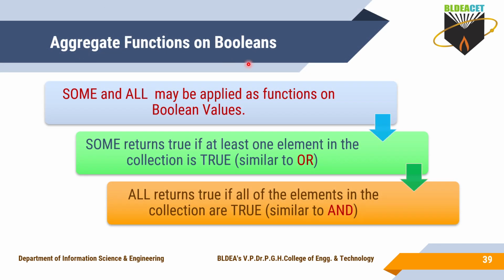Aggregate functions on booleans. You can also perform aggregate functions on booleans. Sum and all may be applied as functions on boolean values. If values are boolean, then you can use the aggregate functions sum and all. Sum returns true if at least one element in the collection is true, similar to the logical OR operator. All returns true if all the elements in the collection are true, similar to an AND operation.